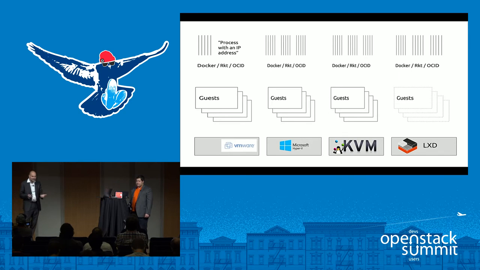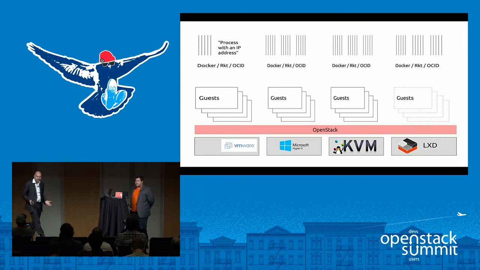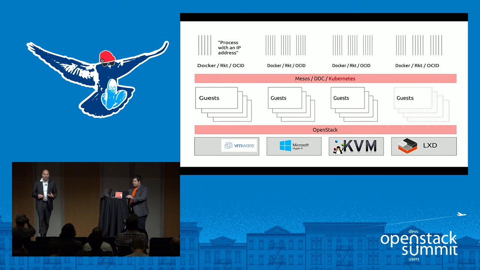Now, to manage all of the guests, we use OpenStack. Everyone's familiar with that here, right? So I build an OpenStack to keep track of guests. To manage all the processes, we use something like Kubernetes, which is what we'll talk about here, or Mesos or Docker Data Center, right? So essentially, this is performing the same sort of function, but at a different level with a different class of resource, right? Your resource at the bottom is a guest. Your resource up there is a process.